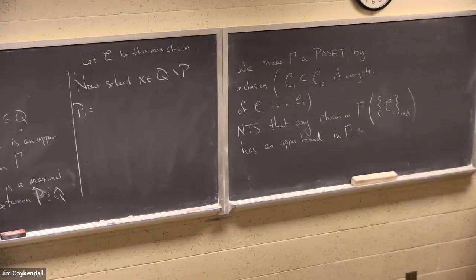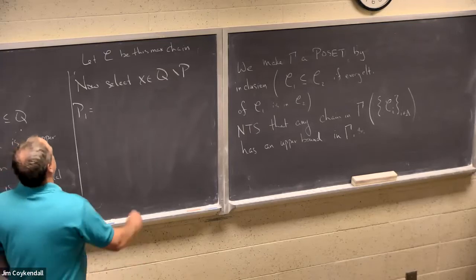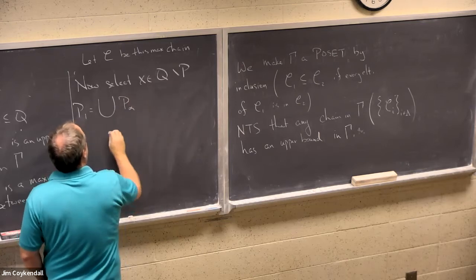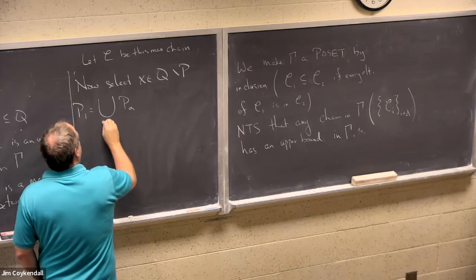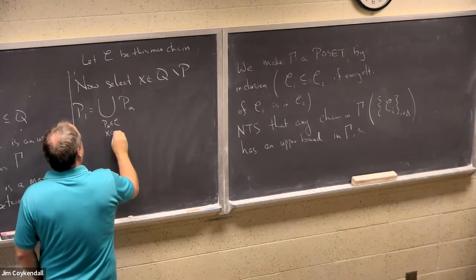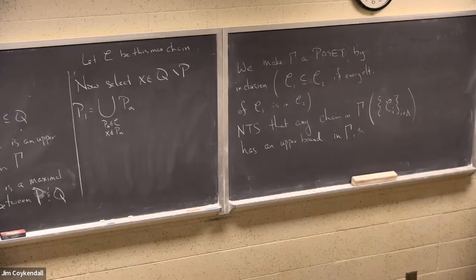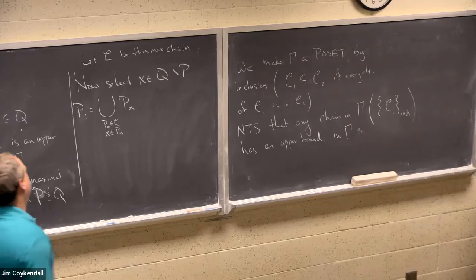Now selecting the X, it's in Q minus P, and I'm going to let P1 be the union of elements in the chain that do not contain X. So I take this maximal chain, and basically what I do is I take the union of all prime ideals that I find in this chain that don't contain X. And I'm going to let Q1 be the intersection of the elements in the chain that do contain X.